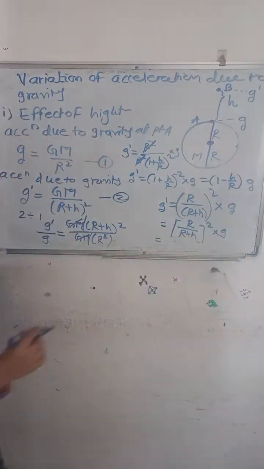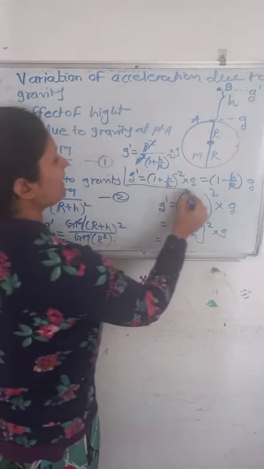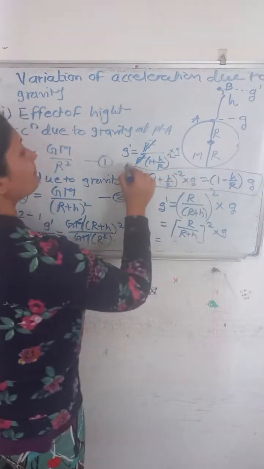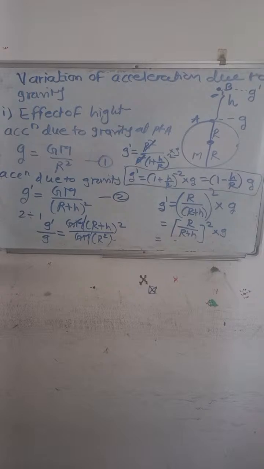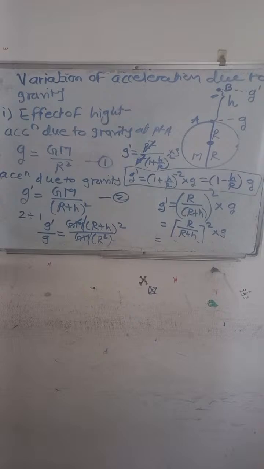So this is nothing but acceleration due to gravity at point B. Okay, so when the distance h is very small as compared to the radius of the earth, as we are going up, height increases, then the value of acceleration due to gravity here slowly started decreasing. Okay, getting this? Very important.